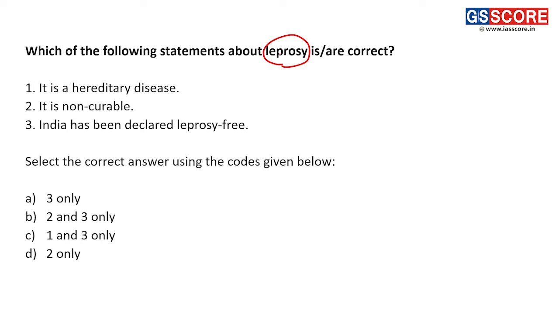First statement is, it is a hereditary disease. This statement is an incorrect statement because leprosy is a result of a pathogen named Mycobacterium leprae. Leprosy is the result of a pathogen named Mycobacterium leprae, and hence it is an acquired disease, not a hereditary disease. First statement is incorrect.